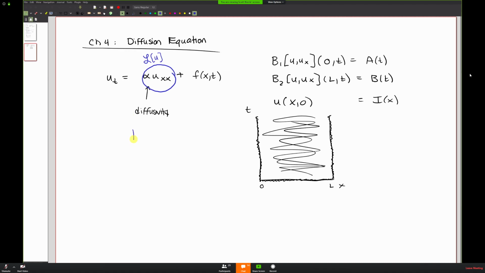And we then hit this with the transform.